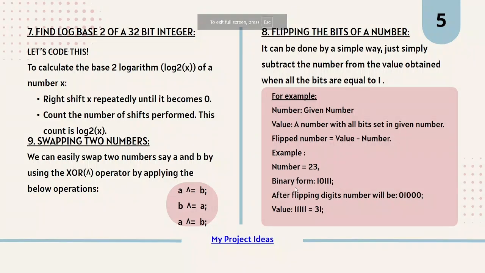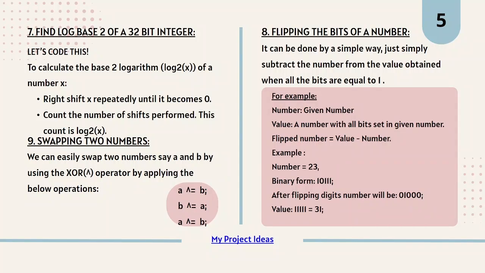So now let's have a look at flipping the bits of a number. It can be done in a very simple way. What you need to do is just subtract the number from the value obtained when all the bits are equal to 1. So you have to find a number whose bits are all equal to 1. If it is a 4-bit number, it will be 1, 1, 1, 1. So each bit of the number is set to 1.